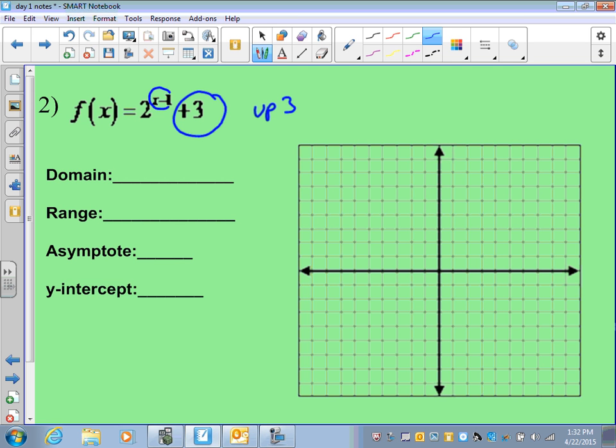Well, the x minus 1, we consider that to be inside the function. So the negative, well, we're going to do the opposite. So instead of going to the left, I'm going to go to the right 1. And if I wanted to graph this, let's get a couple of points here. So I'm going to have my x and y. And the points that I'm going to pick are -1, 0, and 1.